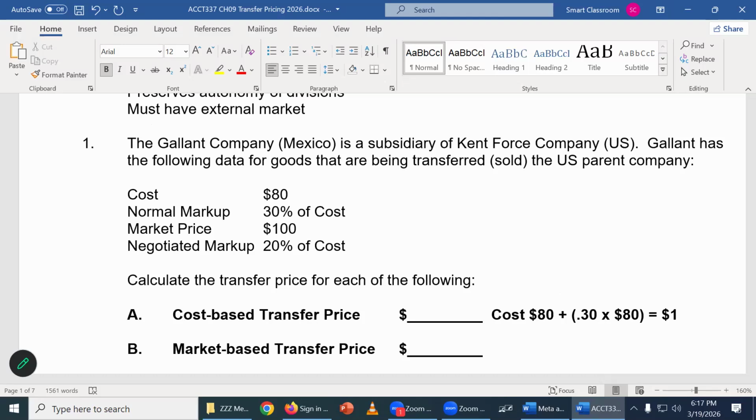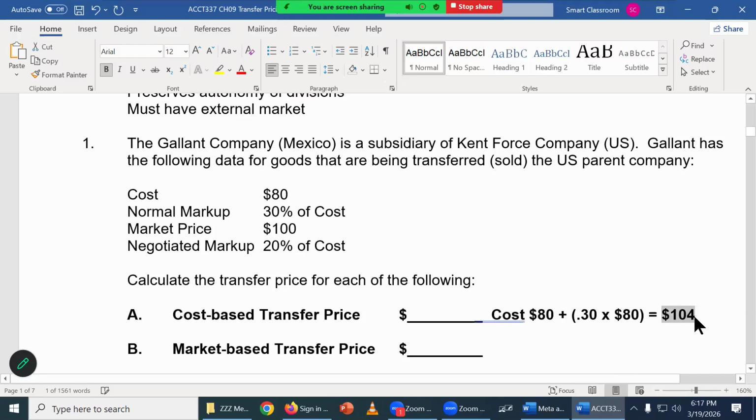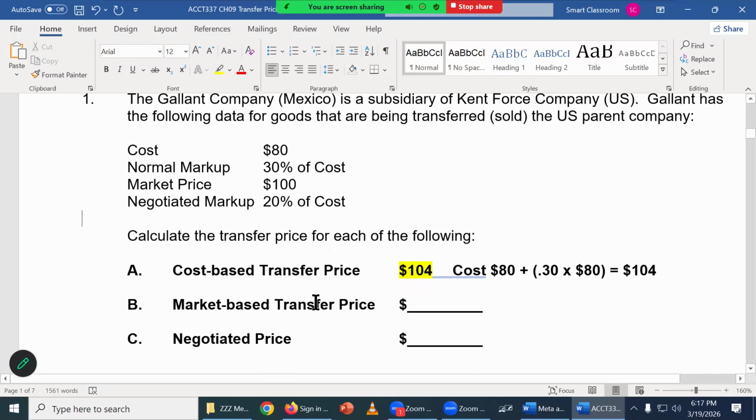You guys gotta check my math on that. Is 0.3 times 80 is 24, right? Yeah. All right. So this would be our price for a cost-based trade.